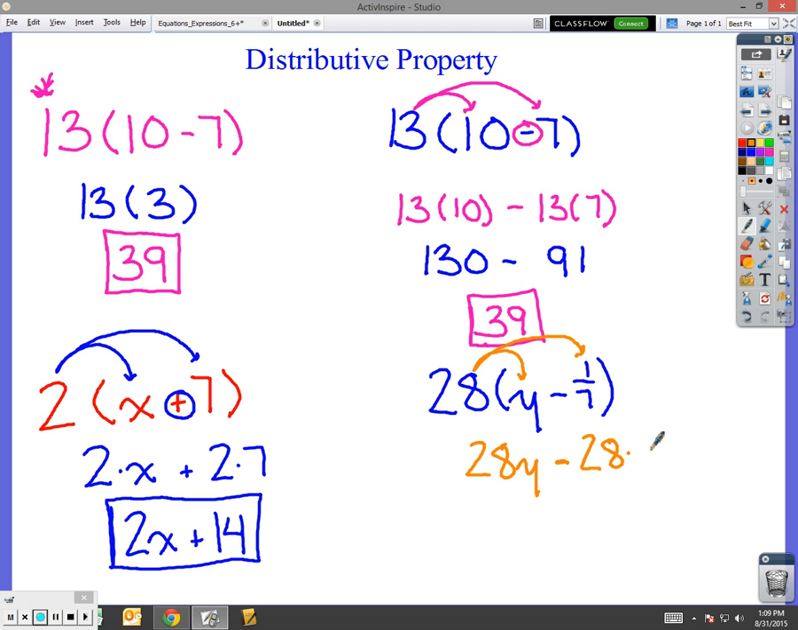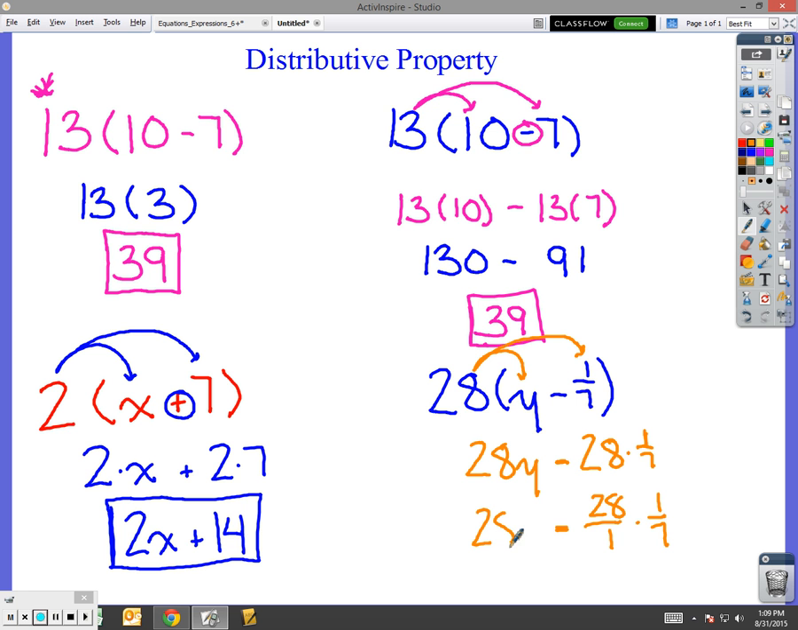28 times 1/7. Now, what I would do is I would actually say, hey, what is 1/7 of 28? Let's take 28 and divide it into 7 equal parts. Or I know that many of you have seemed to show some proficiency with multiplying fractions. I could also do 28 over 1 times 1/7.